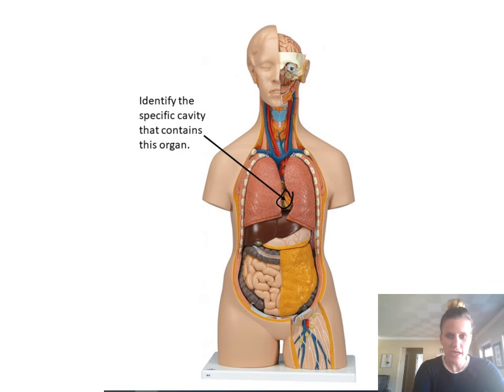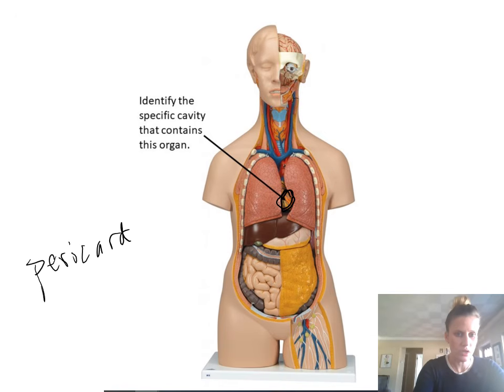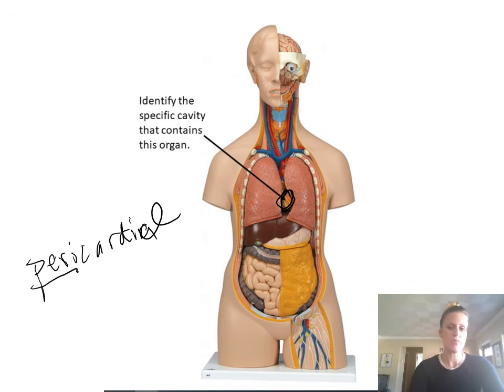Right in the middle of the chest between the lungs, that's the heart. Okay, so what cavity holds the heart? That is the pericardial cavity. Okay, pericardial cavity. Peri means around, and you guys tell me, what does cardio mean?